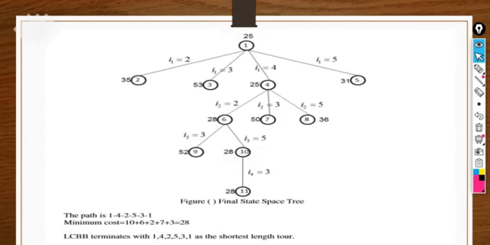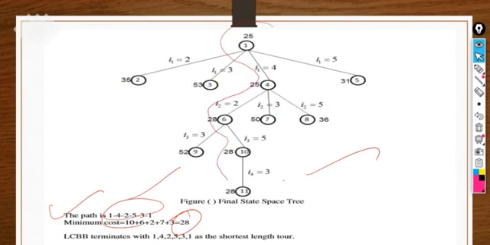So this is the final state space tree diagram with the minimum cost, and the path to cover is 1 to 4 to 5. This one path will cover the tour with the minimum cost. It's the shortest length tour. So it was all about the traveling salesman problem. Up to now we have covered the branch and bound topic also.